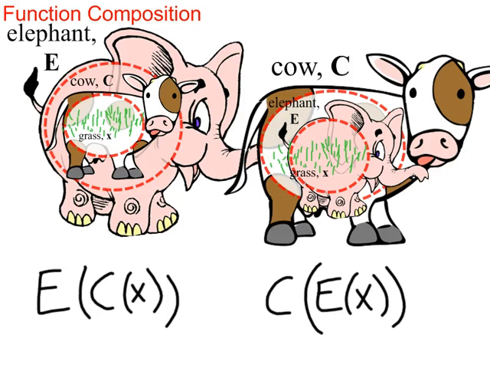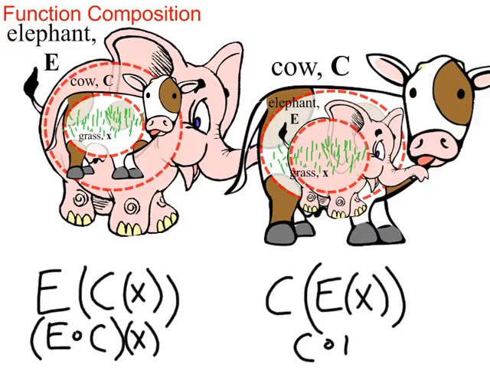I should note that this is my favorite notation. I think this is the one that makes the most sense. But it is often written another way. This one on the left here is often written E of C of X. And that's really more of a little circle than an O, even though we say E of C. This one on the right, of course, would be written C circle E of X.